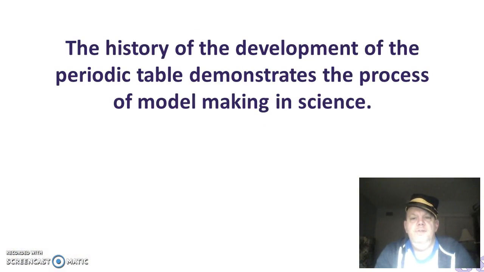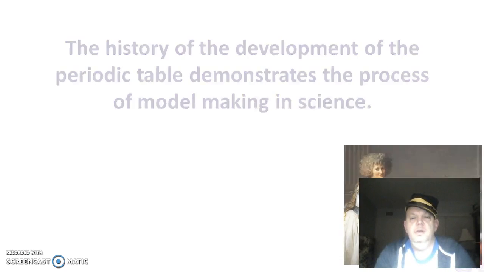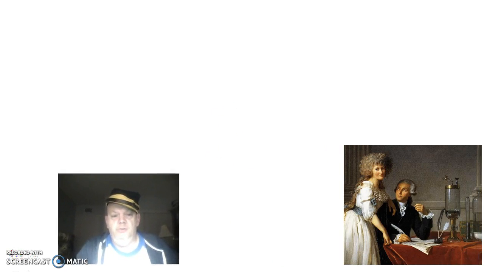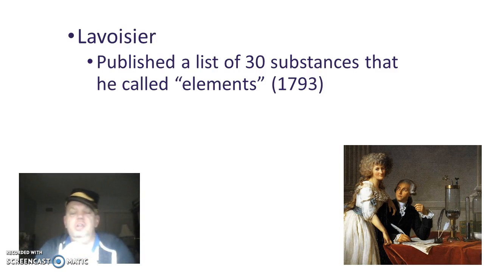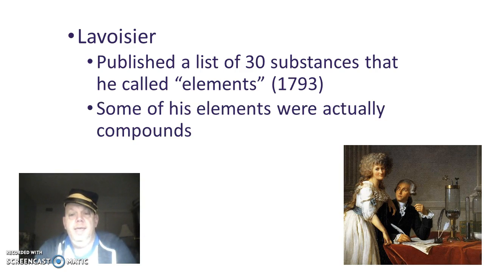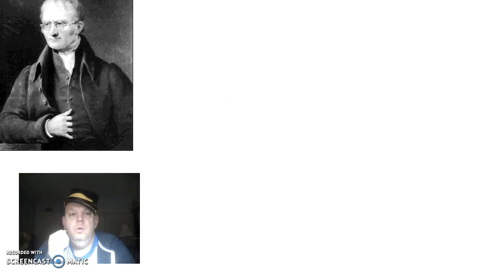Looking at the history of the development of the periodic table, it does show the process of model making in science. It didn't come about all at once. So Lavoisier published a list of 30 substances that he called elements back in 1793. Now some of those elements that he referred to were actually compounds, but we're not going to argue here.